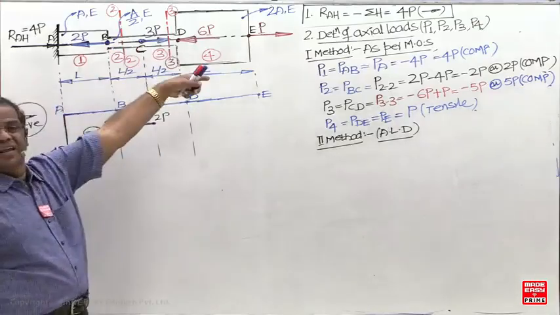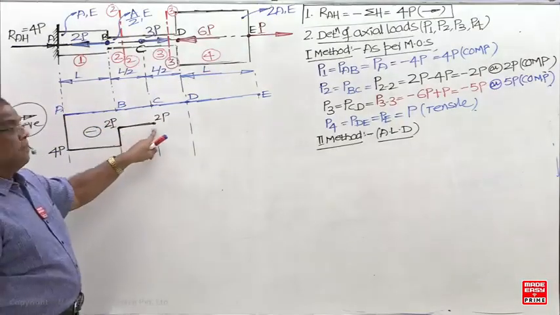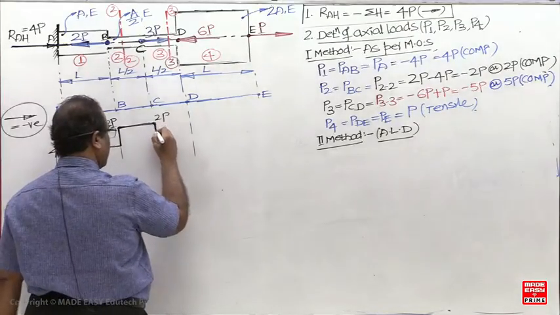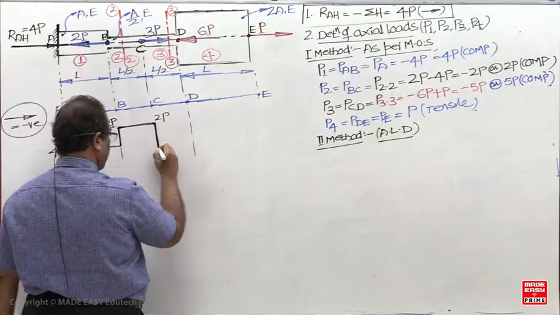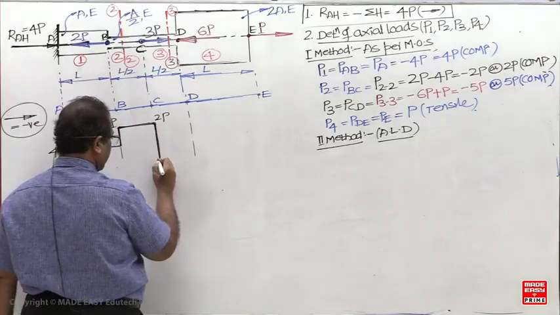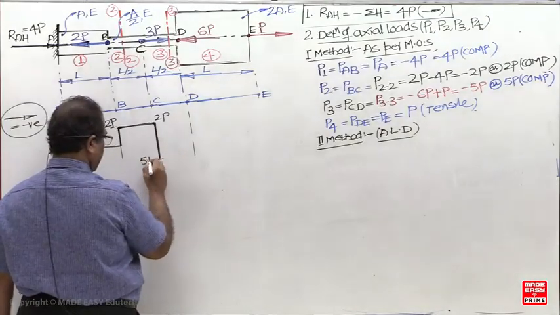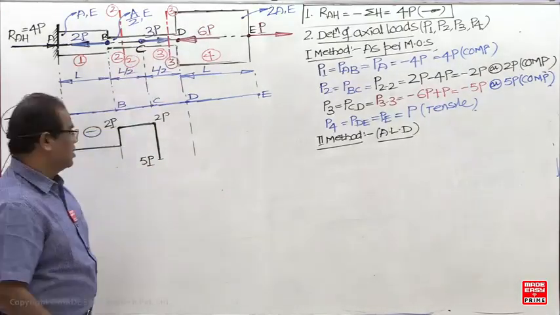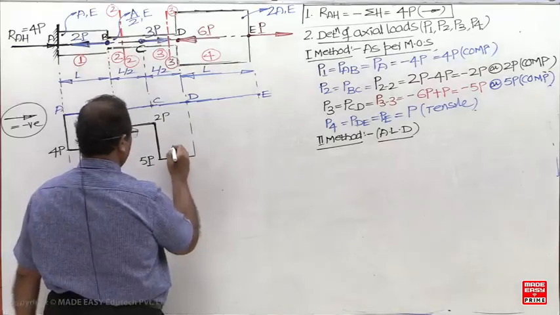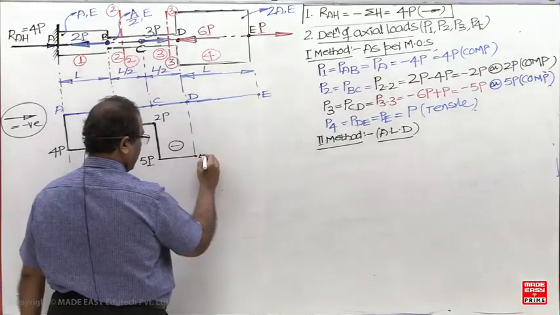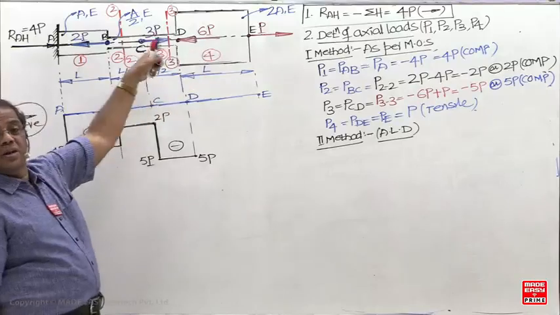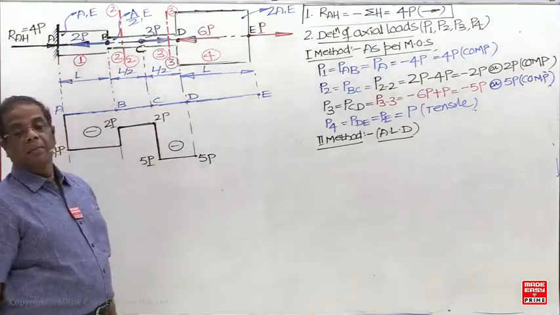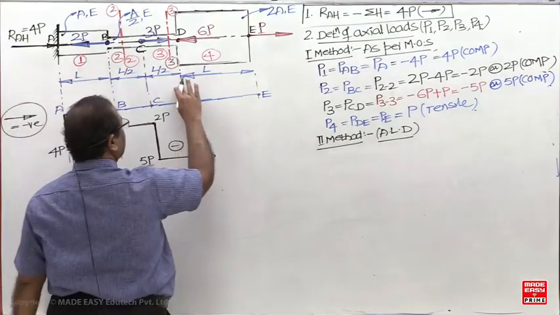Now this load is once again negative, towards the right side is negative. Minus 2P, minus 3P, minus 5P. Then draw a parallel line until the next axial load, D. Now this load is towards the left side, and left side is going to be positive. Minus 5P plus 6P. Minus 5P plus 6P is what? Plus P.